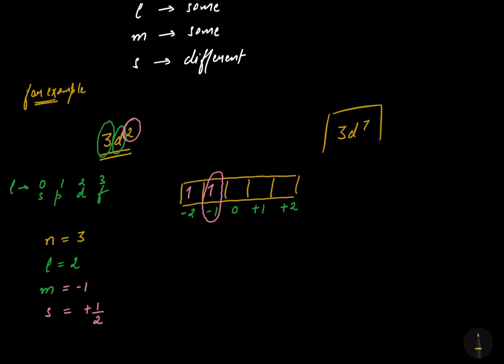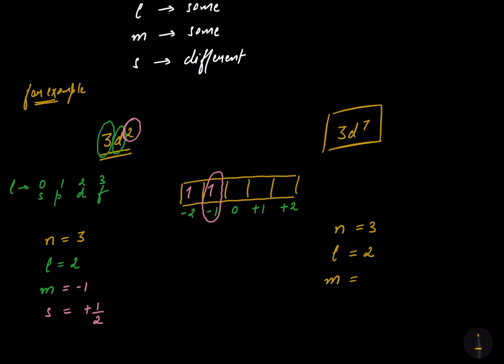I'm talking about this one. Here, what's the value of N? It will remain 3 because it's the third shell. Now let's talk about the L. It's 3d. For d subshell, we have the value of L to be 2. So we got the L to be 2. Now let's talk about the M over here.